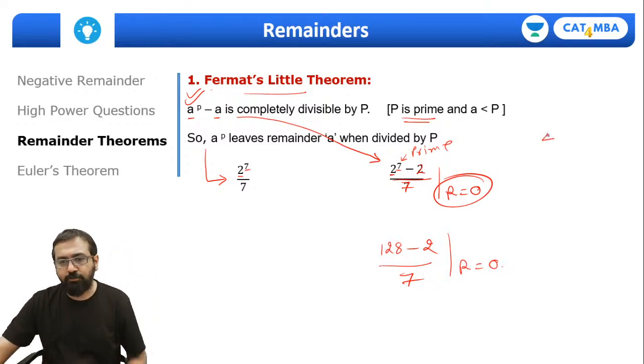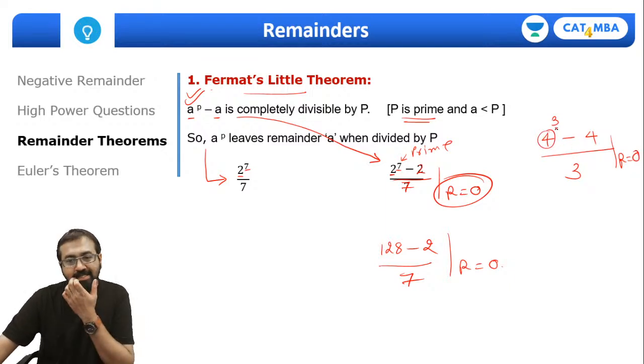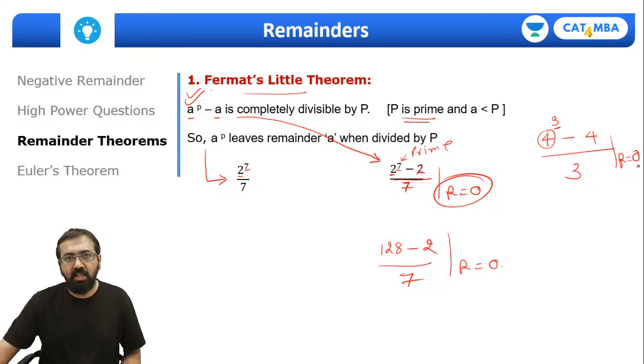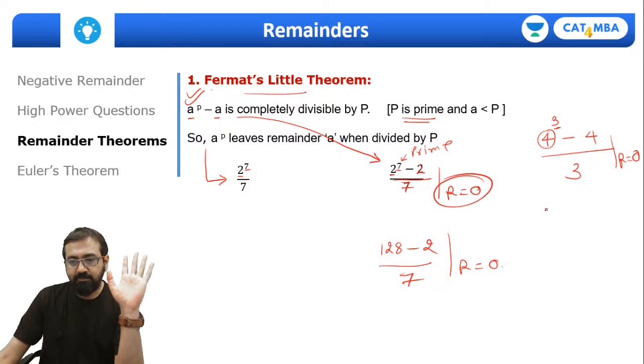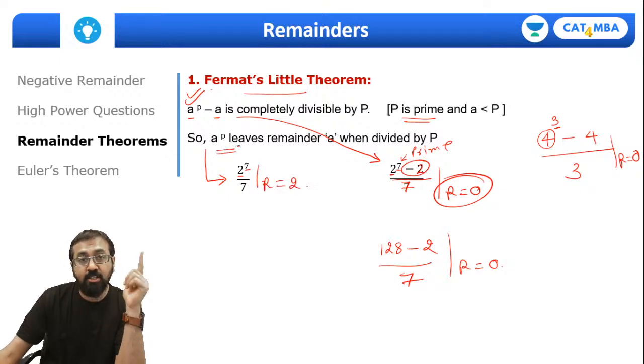Or you take any other number. Let's take 4 raised to 3, minus 4 divided by 3. The remainder has to be 0. Normally we keep this number less than the prime number, but still it works. Are we clear? Guys, if you do not subtract this part, then your remainder will be that number itself. And this is what this point says: a raised to p leaves remainder a when you divide by p.